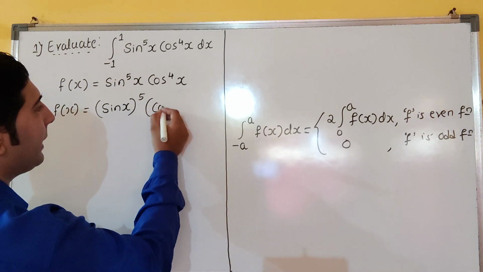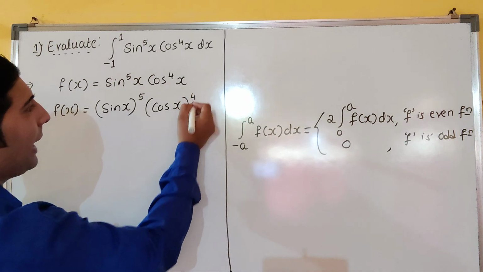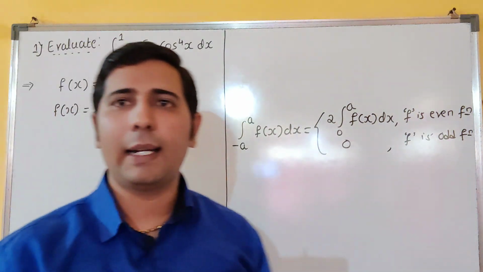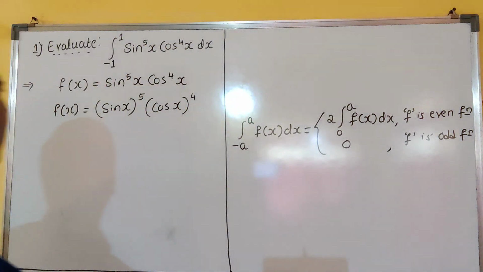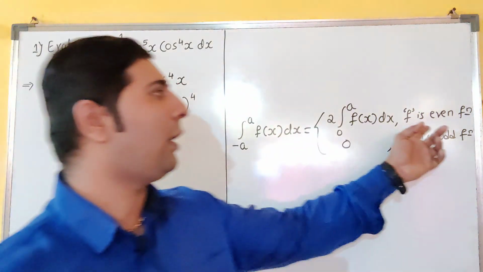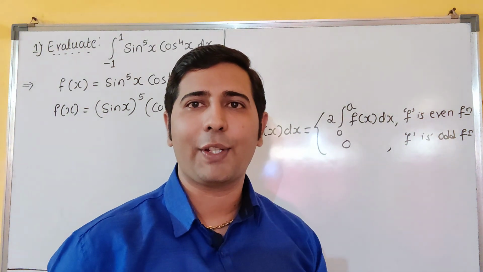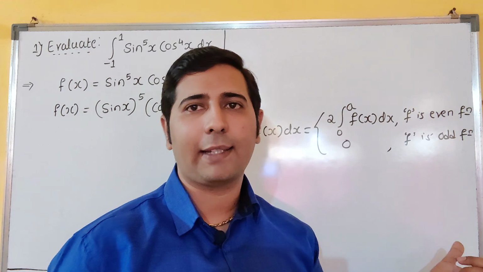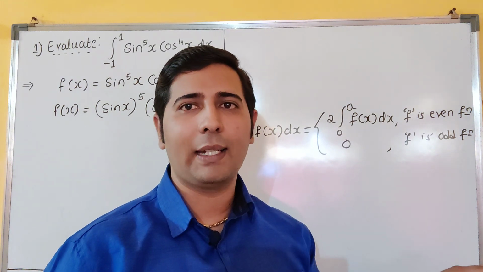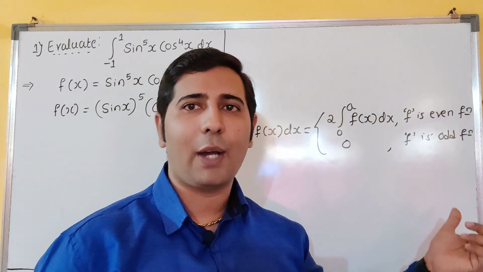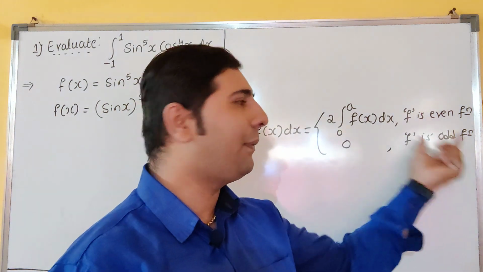So cos x raised to 4 I can write. Clear everyone? Understood this one? So now see, I have to check whether it is an even or odd function. Even and odd function you know very well. f of minus x should give f of x if it is even. f of minus x should give minus f of x if it is odd.